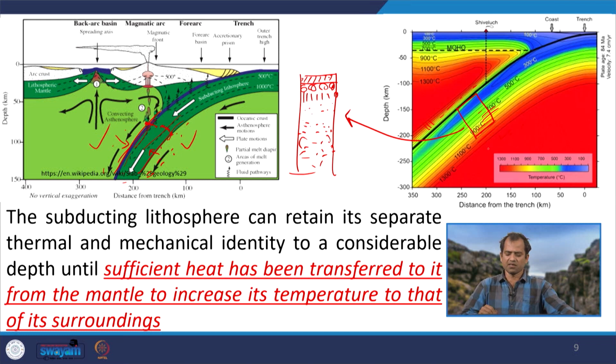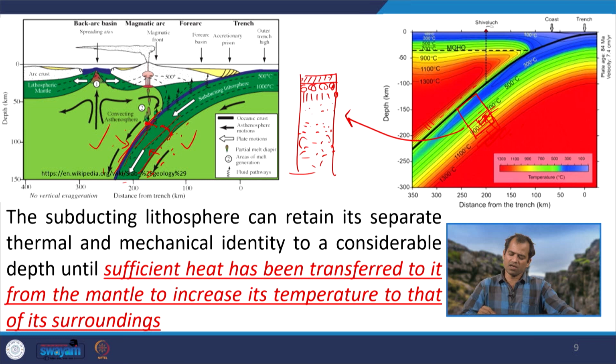So, compositionally this side and this side, that means here and here, are more or less the same, and mostly it is peridotite, which means we have rich iron, rich magnesium, manganese, like that. So, that means we have high ferromagnesian content on this side, and that is why heat can transfer through these ferromagnesian minerals easily, because they are good conductors of heat.